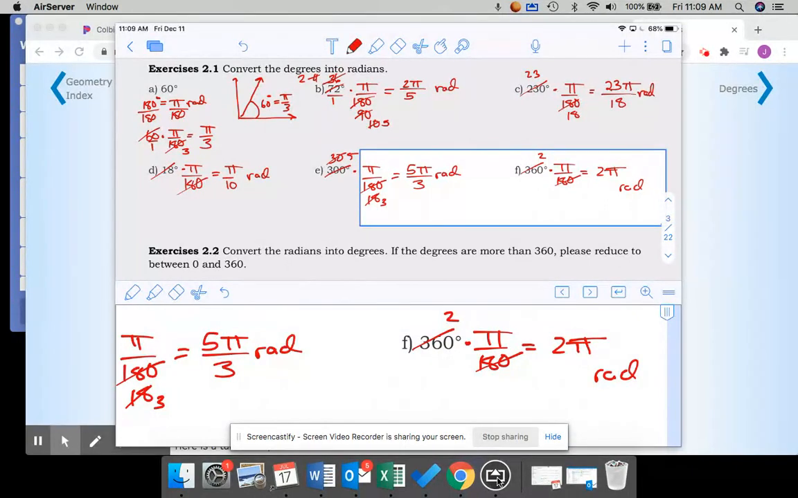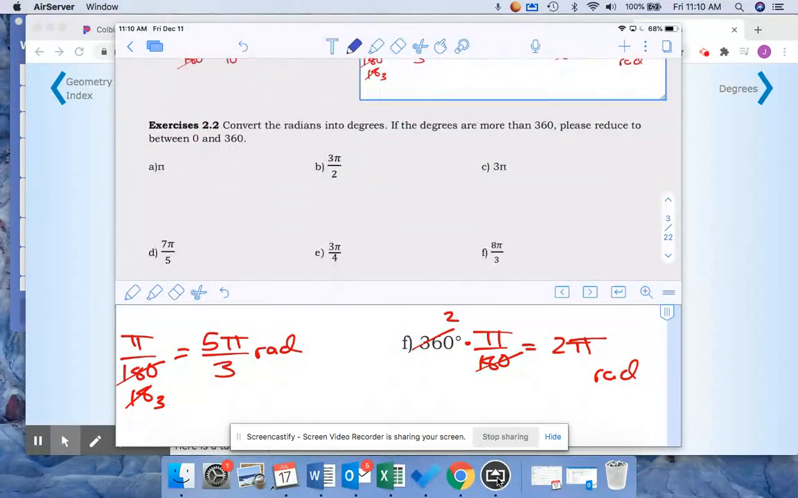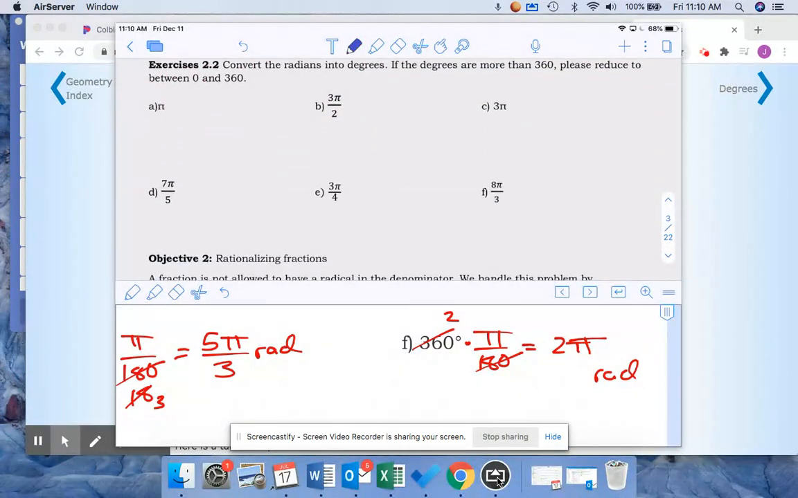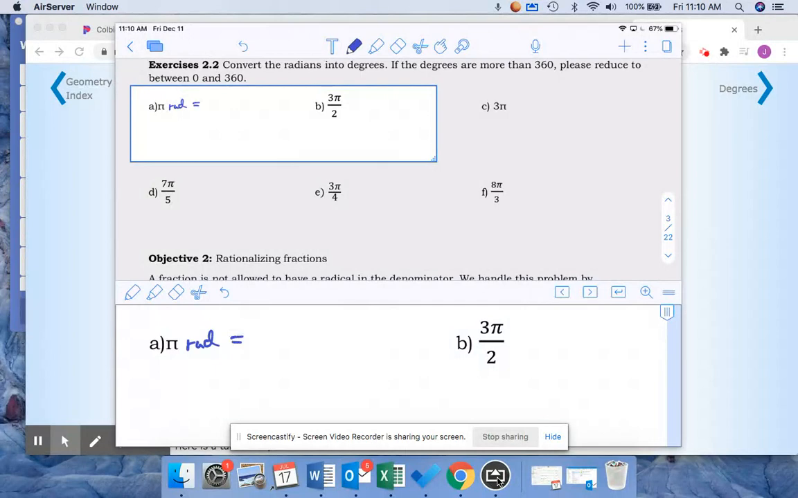All right. Now, while it's important to take degrees and get radians, it is also important to take radians and get degrees. And so we're going to go the other way around now. Here we have pi radians, and we want some degrees.